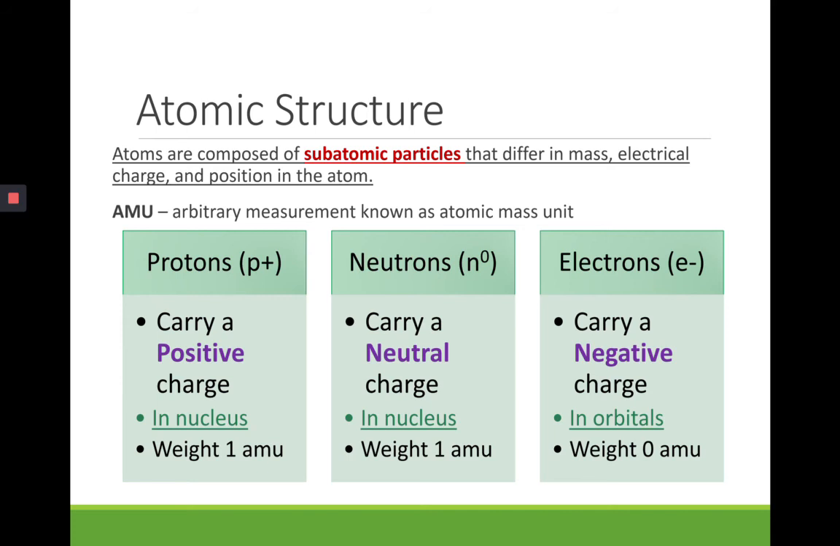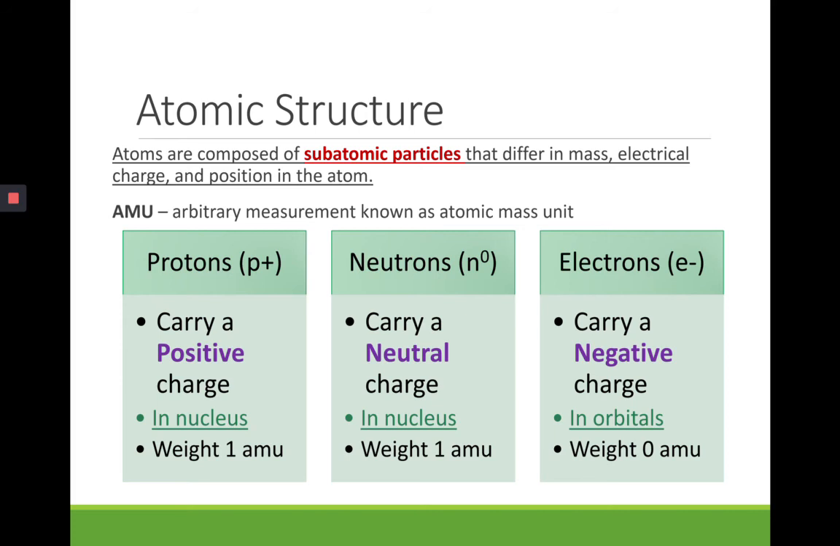Now we also want to know the location of these subatomic particles. Two of them are located in the nucleus, or the central region of an atom, and 1 is located around the nucleus in what's called an orbital. So protons and neutrons are located in the nucleus, or the central region of the atom, whereas electrons are located in the orbital. It is important for you to know the name of the subatomic particles, their charge, and their location in an atom. The only other information on this slide is the AMUs, or arbitrary measurement known as atomic mass unit, that is given for each subatomic particle.